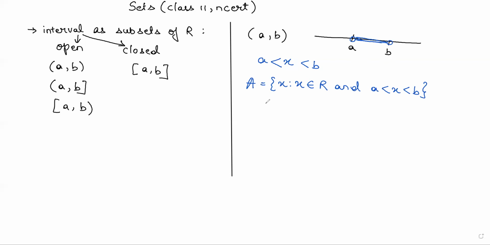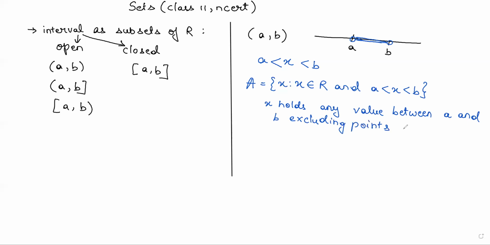So x holds any value between A and B, excluding points A and B. To represent that A and B are excluded, we use round braces. Round brace near A represents A is open. Round brace near B represents B is open.